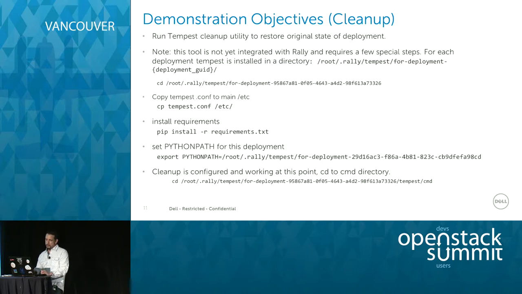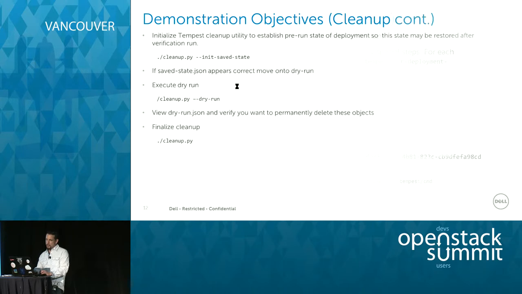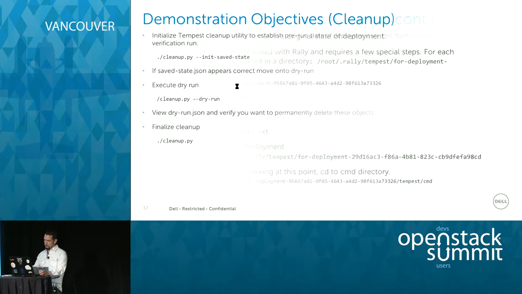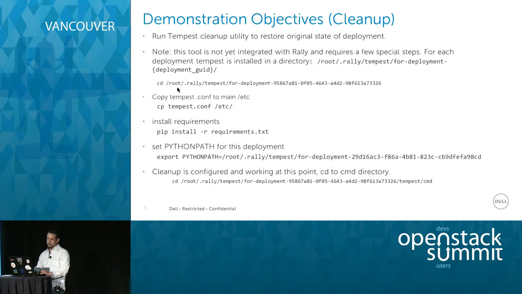Because when Rally creates a deployment, it installs Tempest to this path here, root.rally.tempest, for deployment, and then this is the deployment GUID. Tempest lives in there. So to use the cleanup tool, it's all in there. That's a full Tempest deployment. You have to go in there.